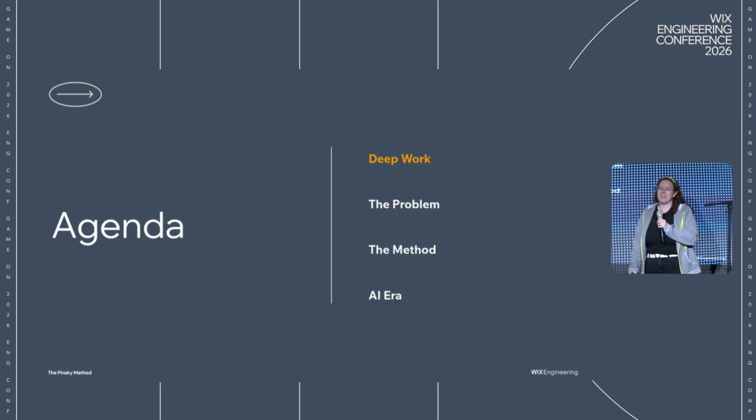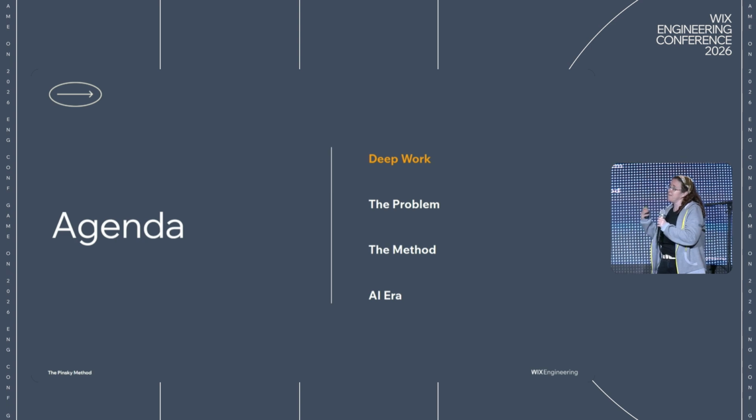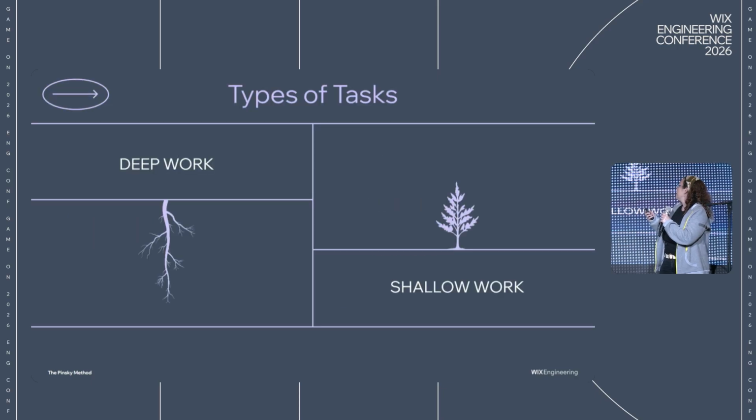Okay. So today, I'll start by explaining what deep work is, as it's explained in this book. I won't go into everything. I really recommend reading this book. I think it was fascinating. And then I'll talk about what the problem is that we're trying to solve, how our method works, and of course, I'll have to talk a little bit about AI. So let's start with deep work.